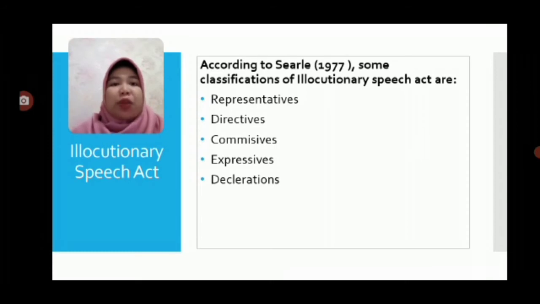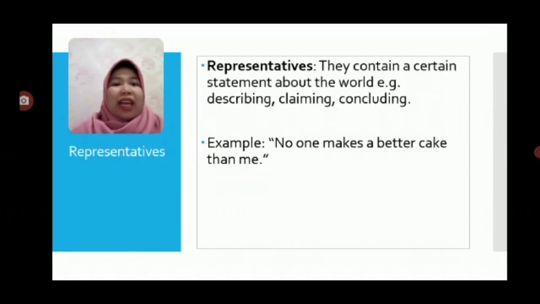Especially in illocutionary speech act, according to Searle, there is a classification of illocutionary speech act. They are representatives, directives, commissives, expressives, and declarations. The first is representative. Representatives contain a certain statement about the world, for example, describing, claiming, and concluding. Here is the example of representative: no one makes a better cake than me. The utterance means that the speaker claims that no one makes a better cake than him.